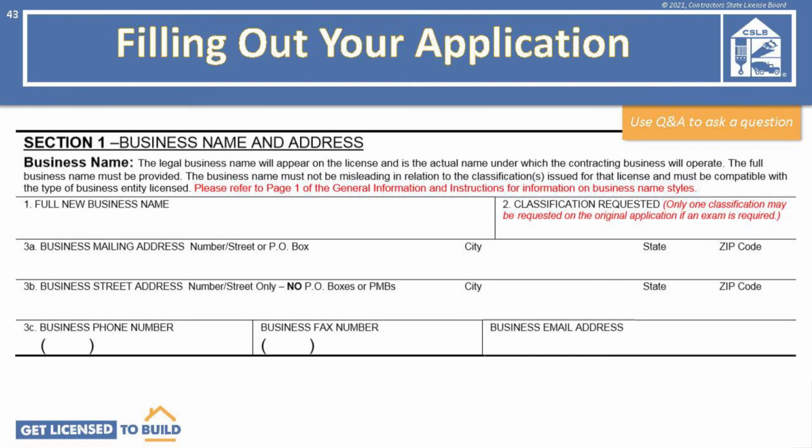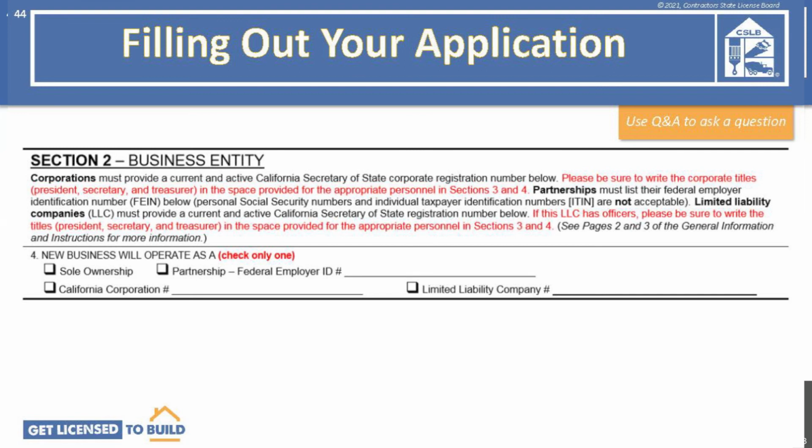Remember, when selecting a business name, make sure that the name that you have selected is compatible, one, with the classification of your license, and also, secondly, with the entity that you are applying for, and that it's not going to be misleading. If your business is a corporation or an LLC, you're going to need to first make sure that the name that you provide here in this section matches exactly the business name that you have registered with the Secretary of State. In line 2 is where you will indicate what classification you are applying for. The mailing address and phone number that you list here on line 3A and 3C will be made public on CSLB's website once you are licensed.